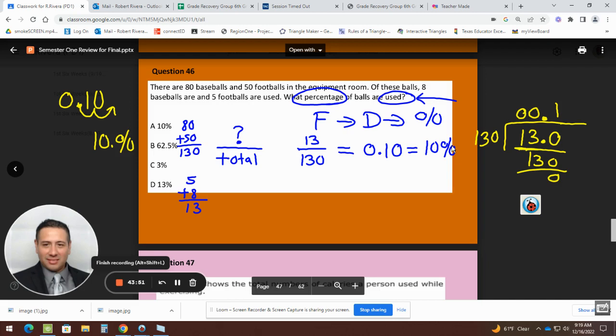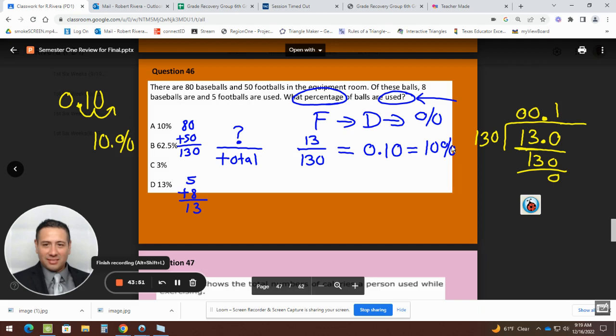Guys, look at choice B. How are they going to have 62% that are used if only 13 balls are used? That's not even half of it. So the kid that chooses B is not using logic, because there's only 13 balls that are used out of the 130.